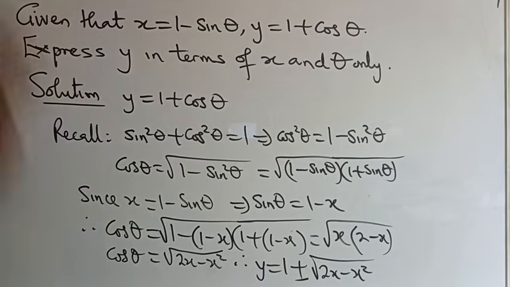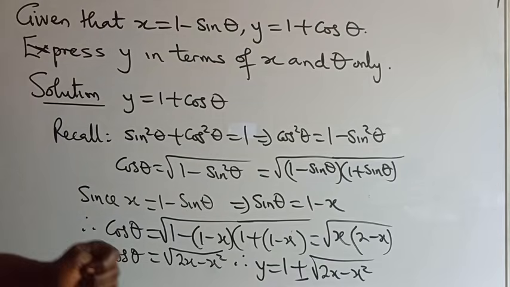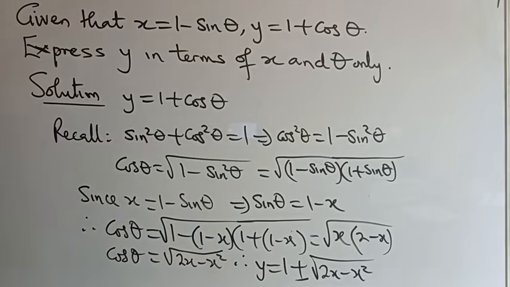Why? Because since we obtained a square root for cos theta, anytime you have square roots of a value like that, it is either negative or positive. So the answer now is y is equal to 1 plus or minus the square root of 2x minus x squared.